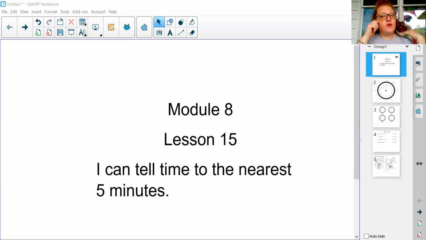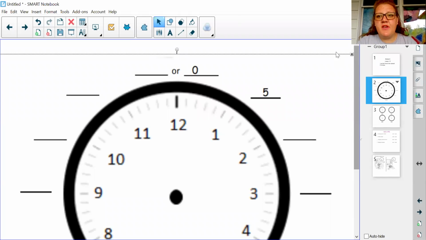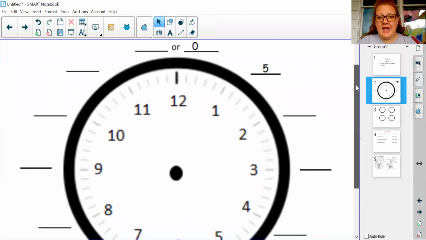We're going to work a little bit more on time. Instead of creating your own schedule, there are pictures of this little girl and you are going to tell what time she is doing things with her schedule today. So we can tell time to the nearest 5 minutes. So real quick, let's review again the clock and the minutes.